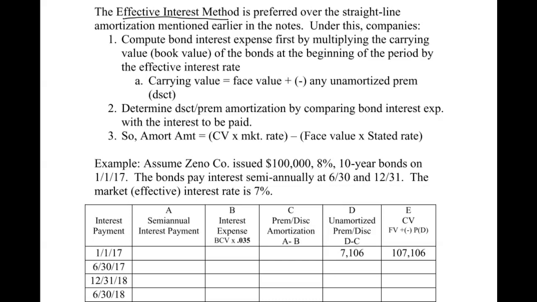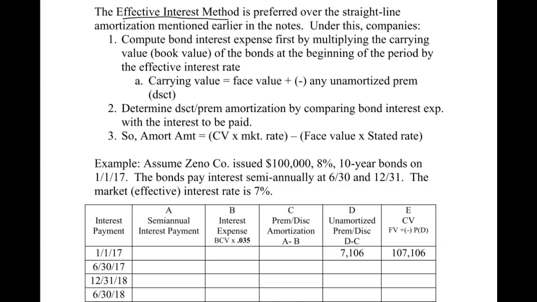All right. So the process to do this. If you think back to the straight line one that we did a couple of videos ago, remember we determined the discount or premium amortization because we were doing that on a straight line basis. And then we knew the cash payment because remember we always calculate that number first when we're dealing with bonds. And then we plugged in the interest expense in our journal entry.